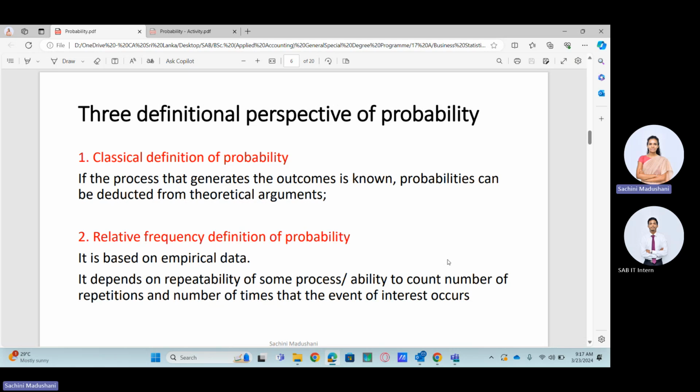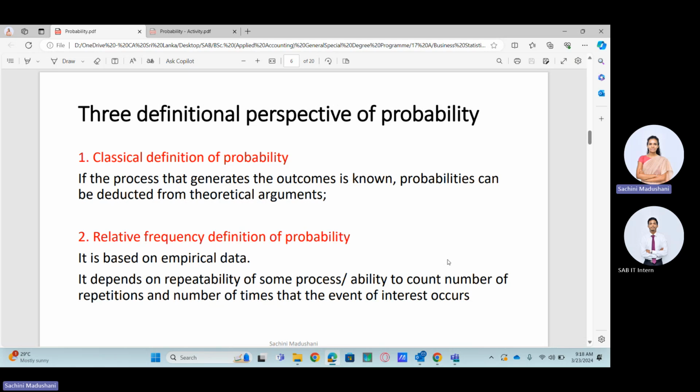We can express the probability value of a particular event based on theoretical argument. There is a theory behind that, no? Getting an even number, there are 3 chances out of a total of 6 outcomes, so 3 over 6. Getting a number more than 4, there are only 2 chances, so 2 over 6. Based on theoretical arguments, we express the probability; that we call the classical approach. Understood? Okay.